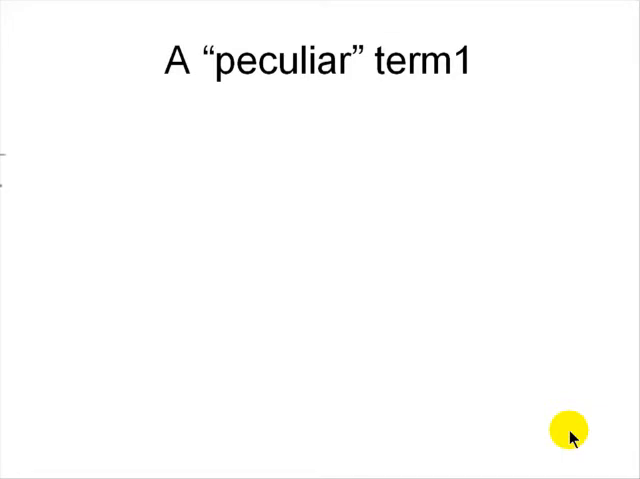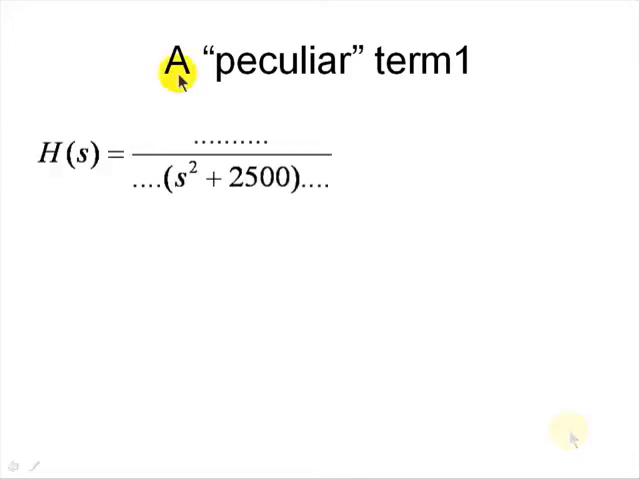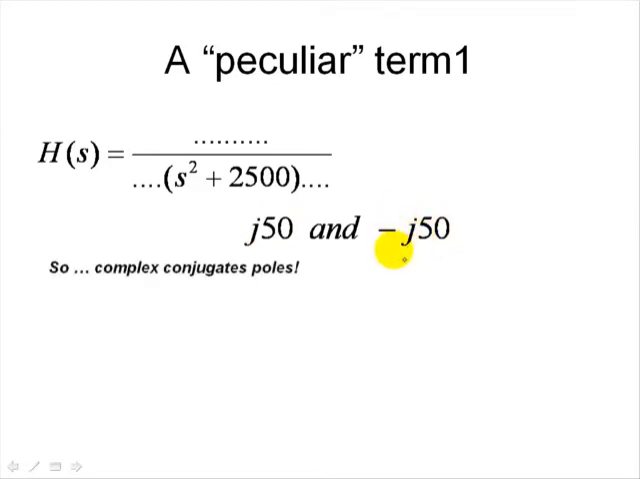Before ending this session, let me bring to our attention an interesting quadratic term that appeared in a transfer function a few years back. A term like this one. And you say, what is that? And I say, 2 poles. And you say, right, 2 poles on the imaginary axis, one at j50 and another at negative j50. Indeed, a pair of complex conjugate poles.